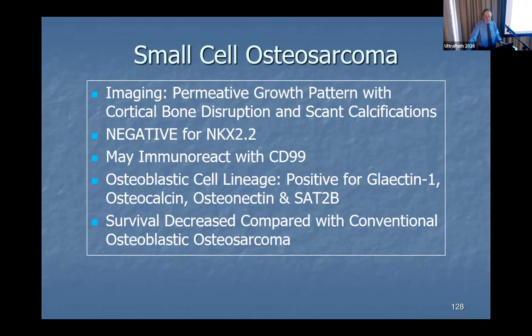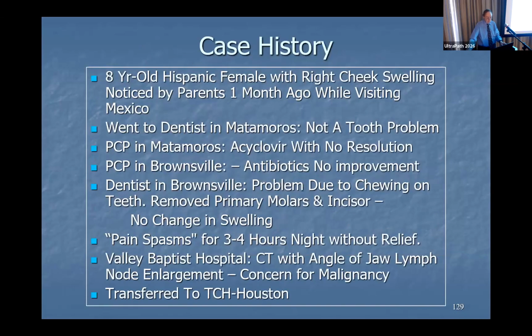Small cell osteosarcoma can immunoreact with CD99, and there are reports of CD99 being positive, but it's not using a membranous pattern like you see with Ewing sarcoma. Probably the best stain you can use for determining osteoblastic lineage is SATB2. That's readily available. SATB2 also stains many other small round cell tumors, as well as round cell synovial sarcoma. Small cell osteosarcoma has decreased survival compared to conventional osteoblastic osteosarcoma. Okay, so we'll go on to our next case.